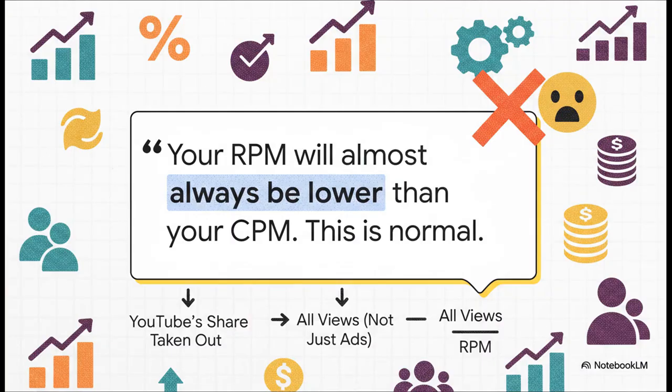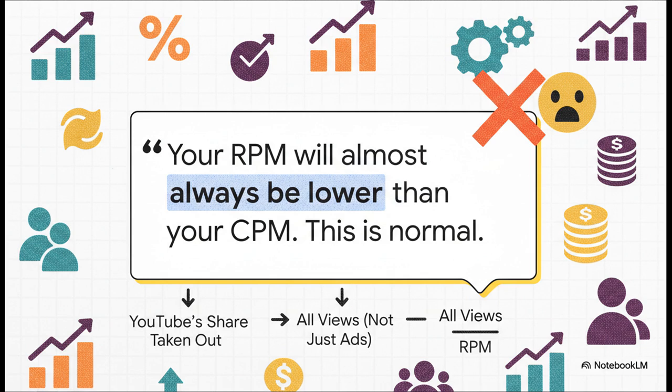Now, a quick heads up. When you go look at your analytics after this, don't panic. You're going to see that your RPM is almost always way lower than your CPM, and that is totally 100% normal. Just think about it. RPM is calculated after YouTube takes its cut, and it's divided by all your views, not just the ones with ads. So, of course, it's going to be a smaller number.